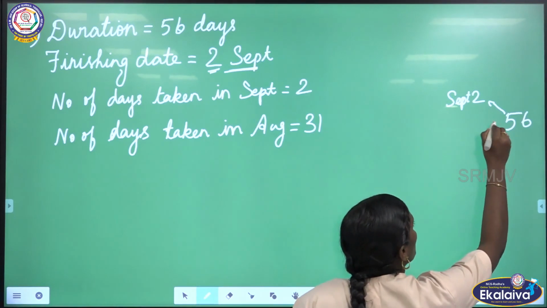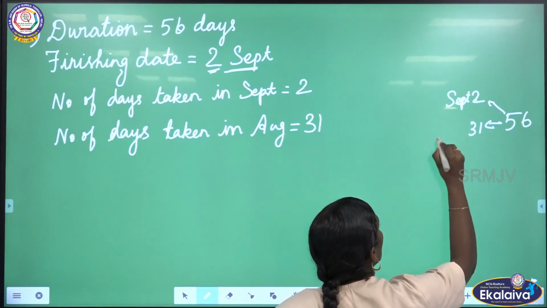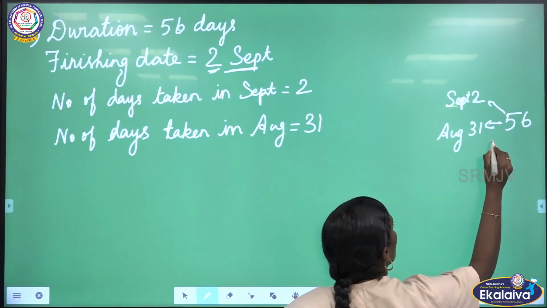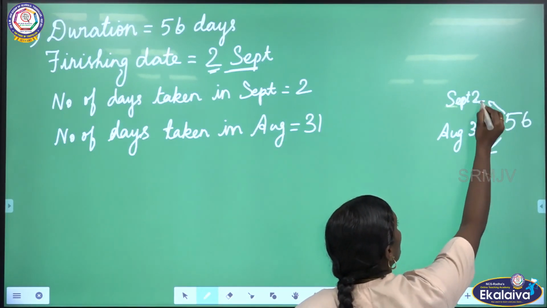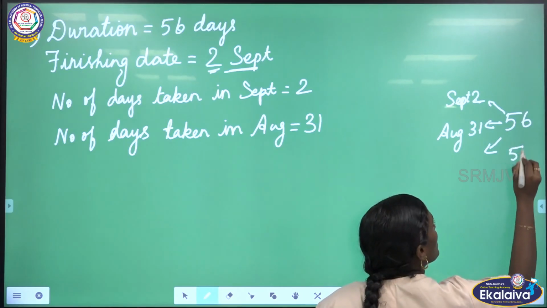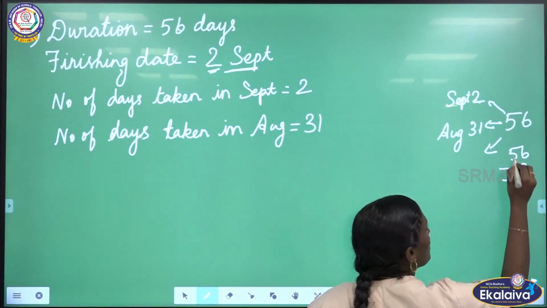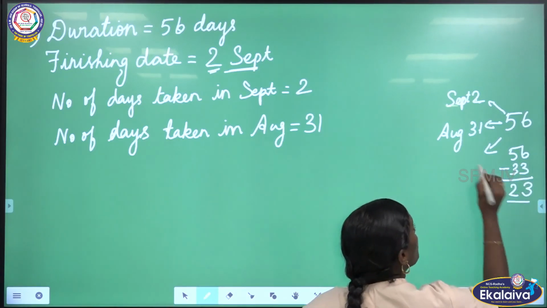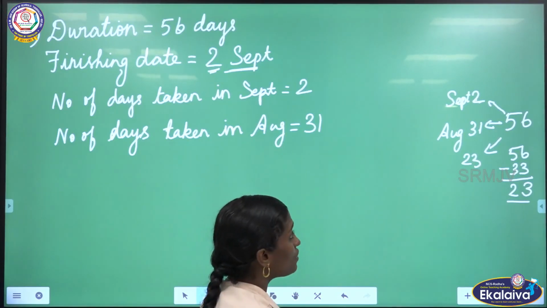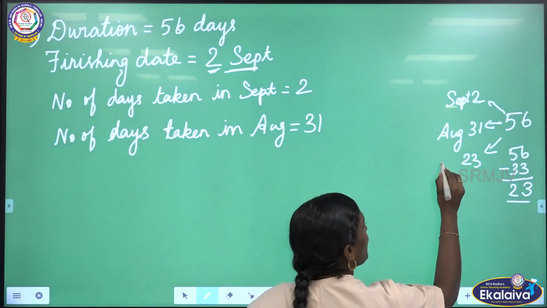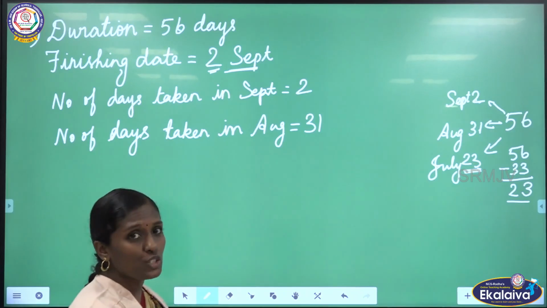So here out of 56, 2 days are there in September. 31 days will be there in August. Okay, remaining days. How many days are there here? 31 plus 2, 33. So 56 minus 33. Okay, 6 minus 3, 3. 5 minus 3, 2. So the remaining 23 days will be there in the before month, July. The before month of August is July. Okay, 23 days will be in July month.